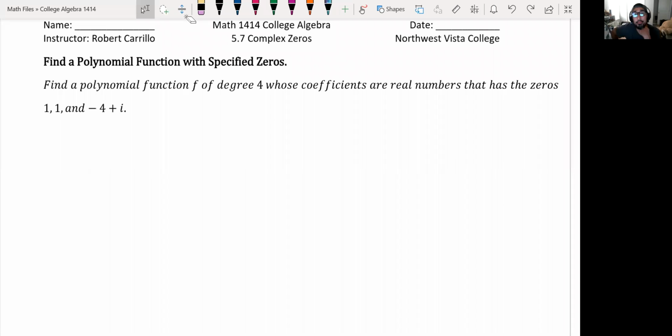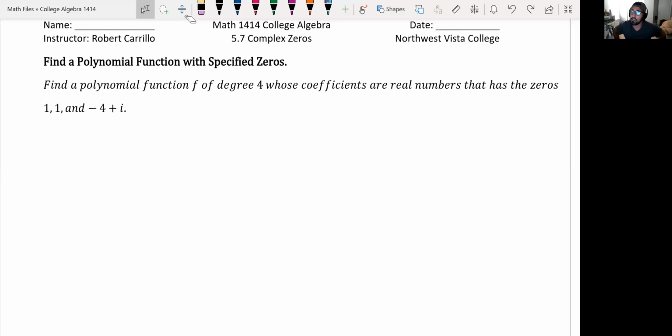Right. Find a polynomial function with specified zeros. So for these examples, we're going to be given the zeros of a polynomial function, and we have to work backwards to build them into the actual function. So we have to build the polynomial given the zeros and work back upwards. All right, I'll show you what I mean.